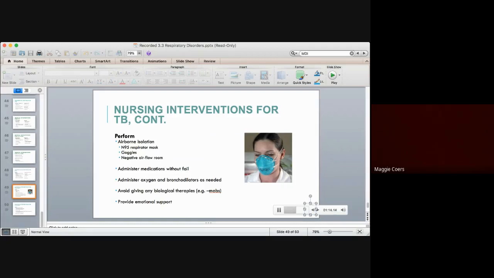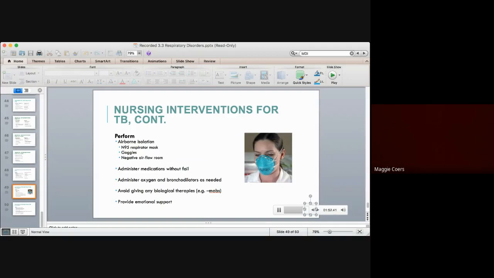If it breaks open and the TB comes out and spills, the infection can reactivate and the patient can become contagious again. So biological agents block certain aspects of that T cell response. So it can cause that granuloma to not hold together and reactivate that TB, and the patient becomes much more contagious.